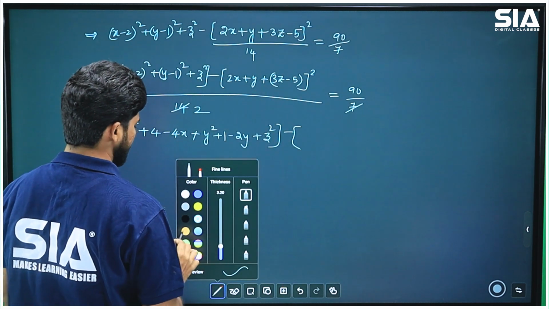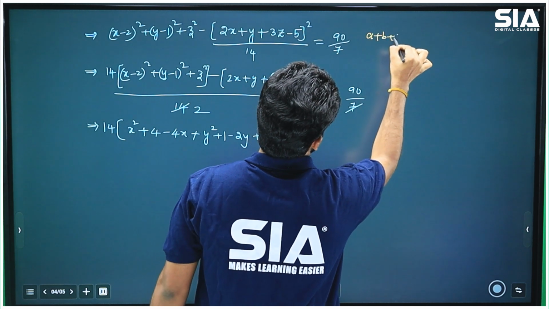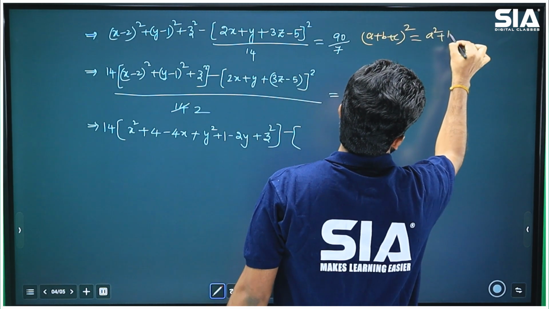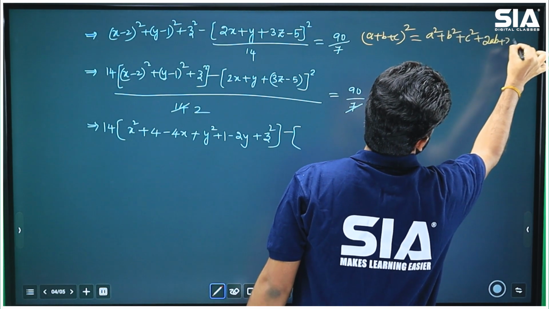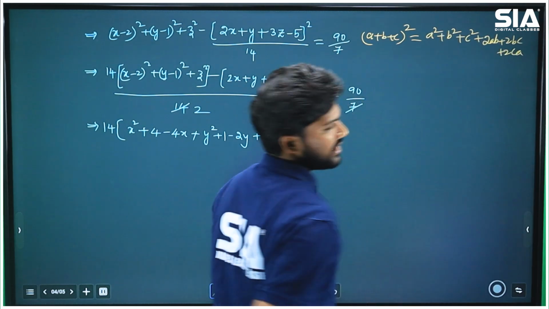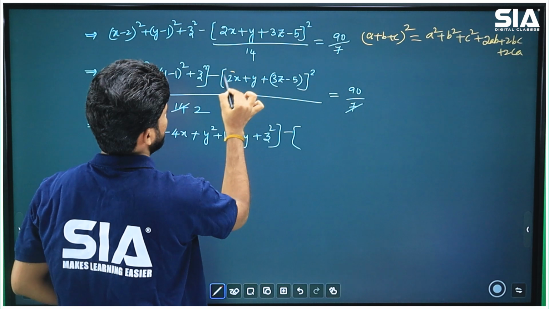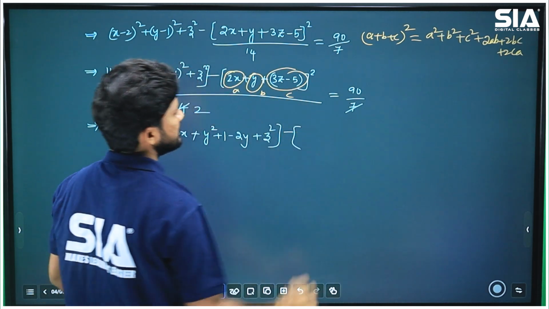Okay, what is the (a + b + c) whole square formula? In previous classes also we discussed these types of expansions: a square plus b square plus c square plus 2ab plus 2bc plus 2ca. This is the formula. With respect to that formula, now take this value as a, this as b, and this total value as c.